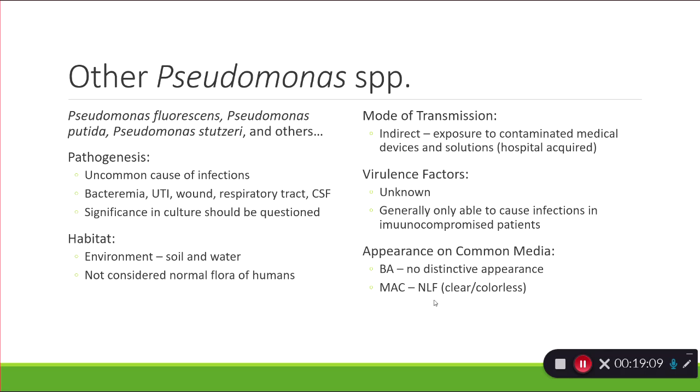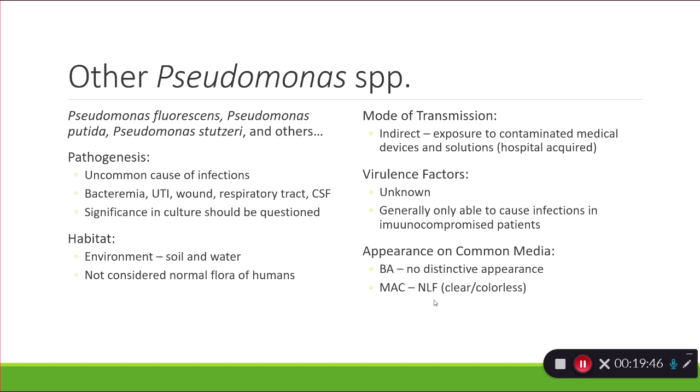We do have other Pseudomonas species such as fluorescens, putida, stutzeri, and these are an uncommon cause of infections, but if they do cause an infection, it would be bacteremia, a UTI, a wound, respiratory tract, or cerebrospinal fluid. The significance in culture should be questioned if we do see them. These are found in soil and water. They're not considered normal flora. We can get it from contaminated medical devices or solutions. Its virulence factor is unknown, and it can cause infections in immunocompromised patients.